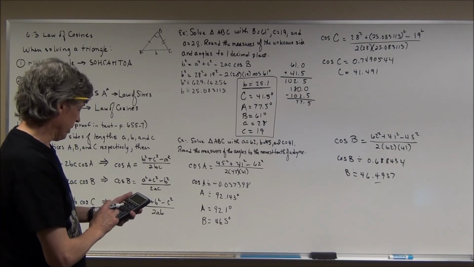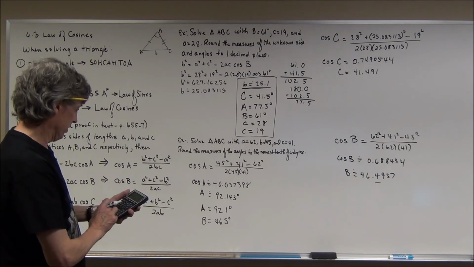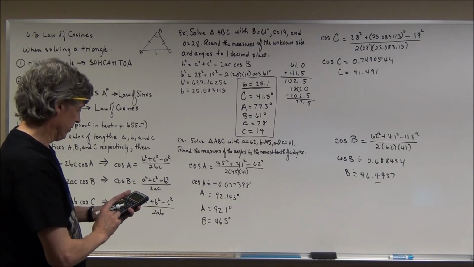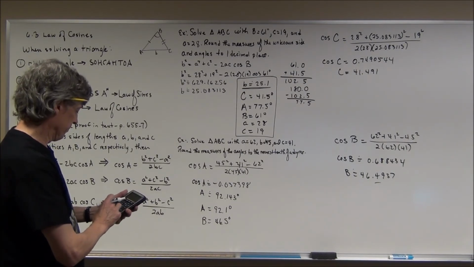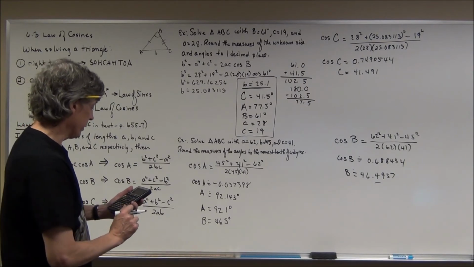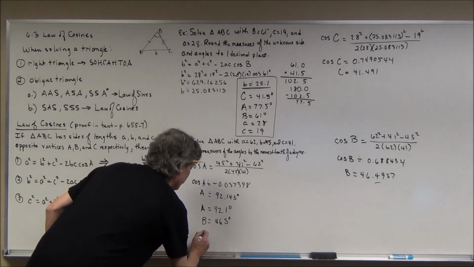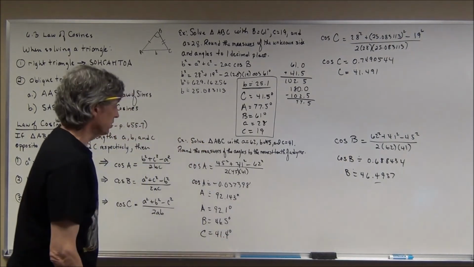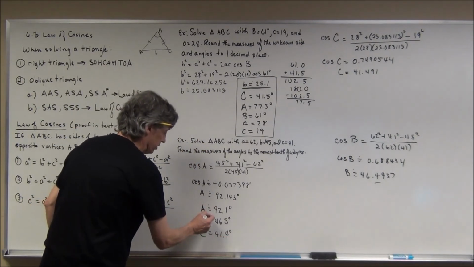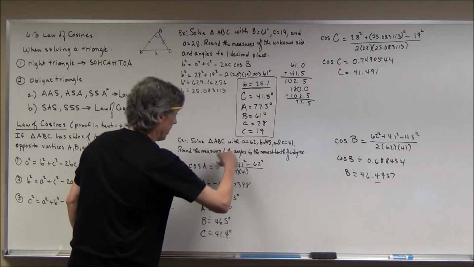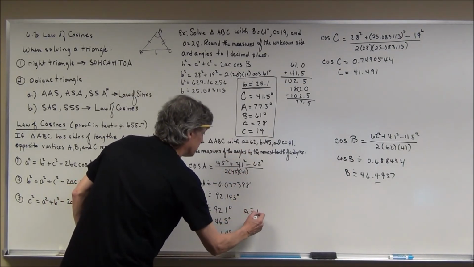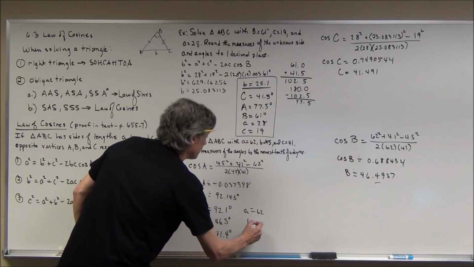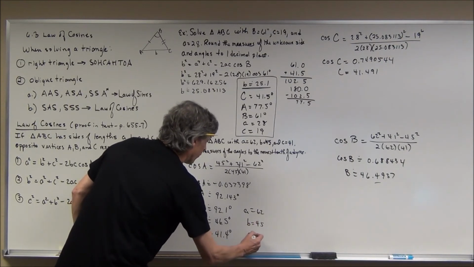I'm going to be extra lazy and do it on my calculator. I get 41.4 here for angle C, 41.4 degrees, to the nearest tenth. These are all approximations here to the nearest tenth. And then of course I have the other measurements. A is 62, B is 45, and C is 41.